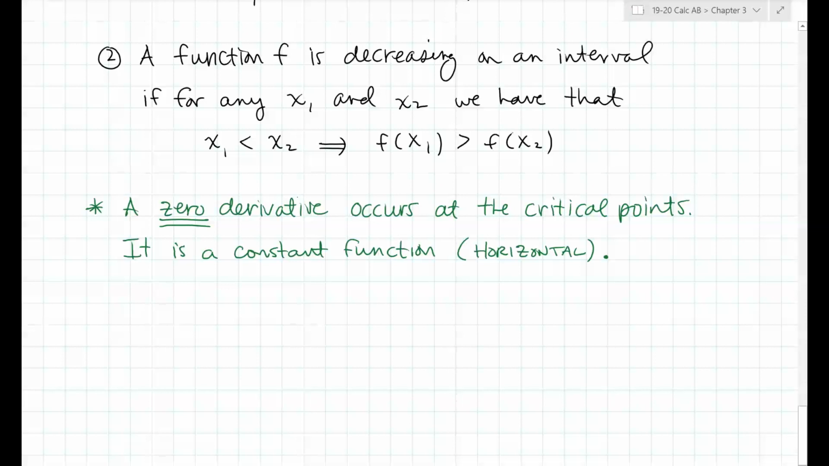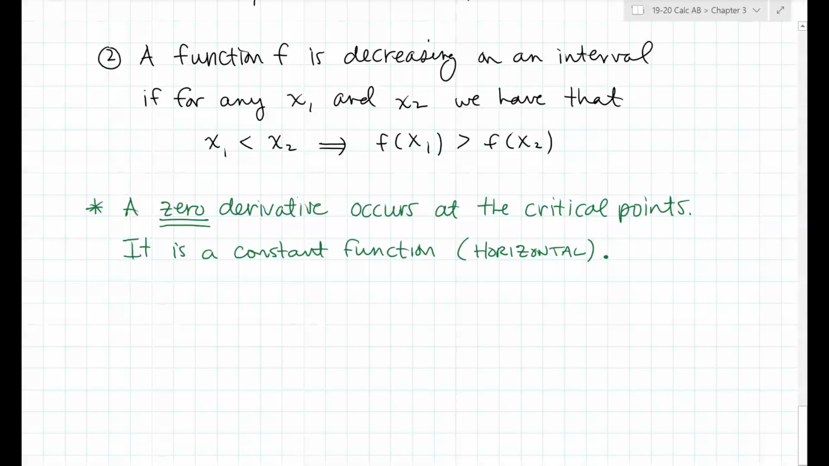If I ever were to ask you, what is the value of the derivative at the critical point? What should your answer be? It should be 0. Right? If I ask you, what's the value of the derivative at a critical point? It should be 0. Okay? It could also be undefined.